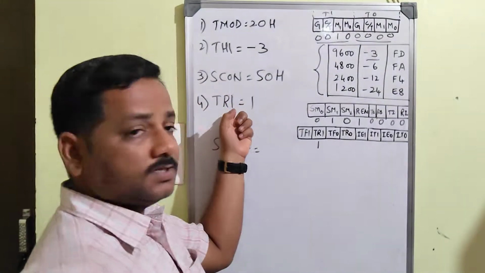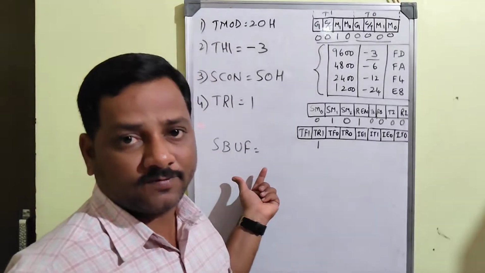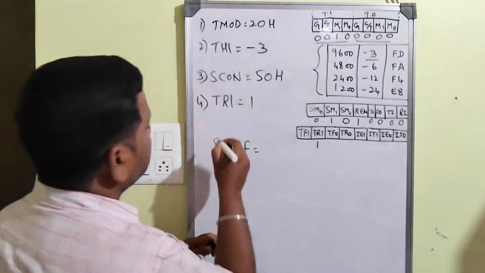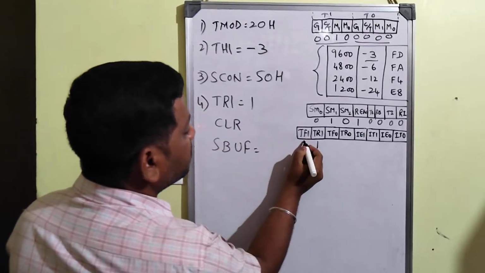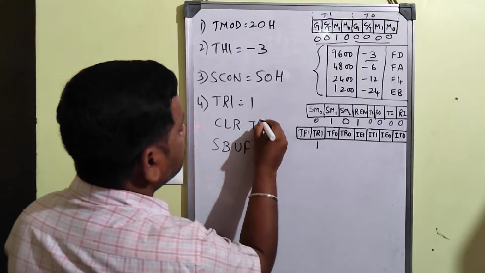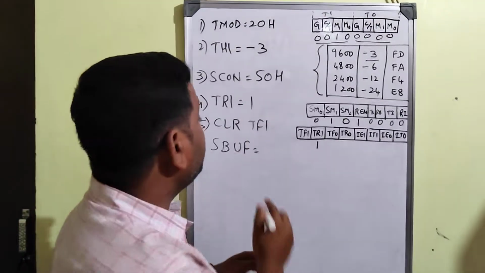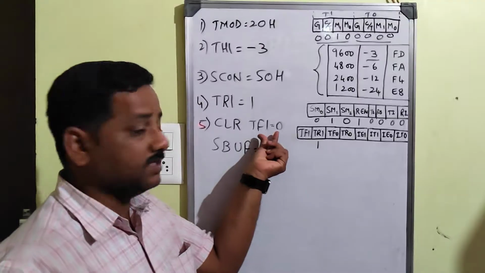So after starting this, you enter the data which is to be transferred into S buffer. Before doing this, we have to do one more thing, that is clear the TF1. This TF1 is the transfer overflow flag. You need to clear it, that is, you need to make it 0. Clear in the sense you have to make it 0. I'll tell you what this is.